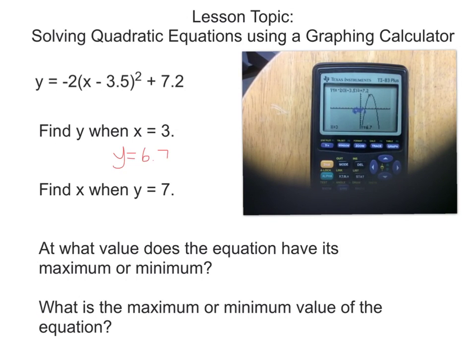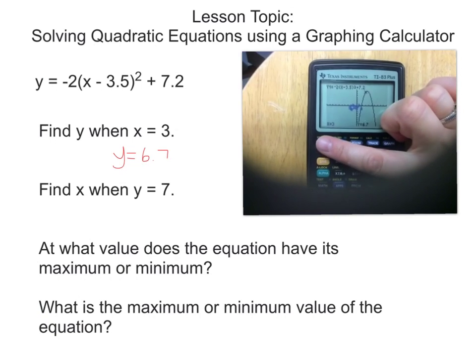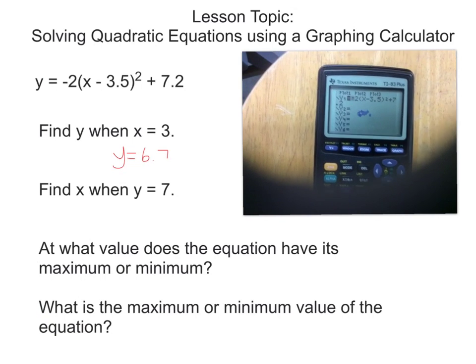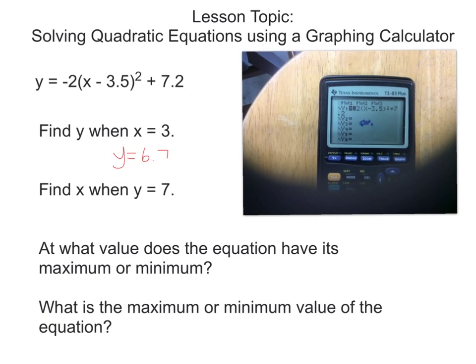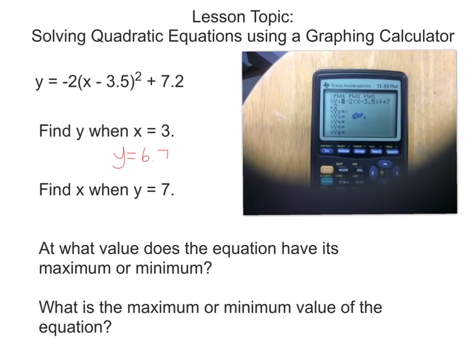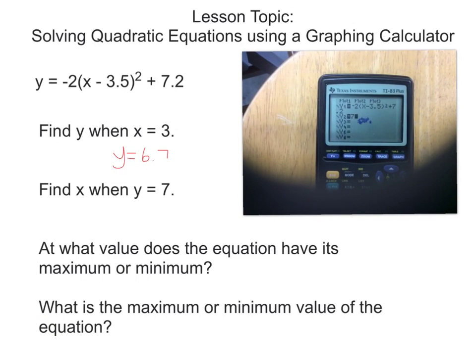Now the second one's going to be a little bit trickier. It says find x when y equals 7. Well, when we know what y is, we're going to go to y equals. And when we go to y equals, we need to go down to the second line, y2, right there, and we're going to type 7 in there. And hit enter, and we're going to graph it.